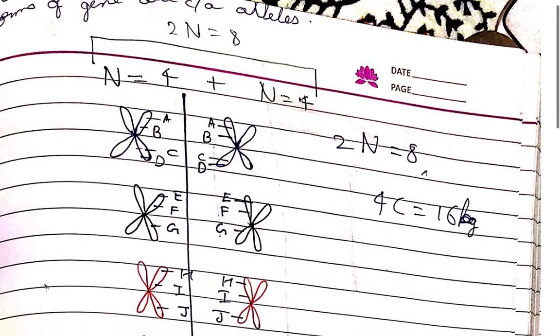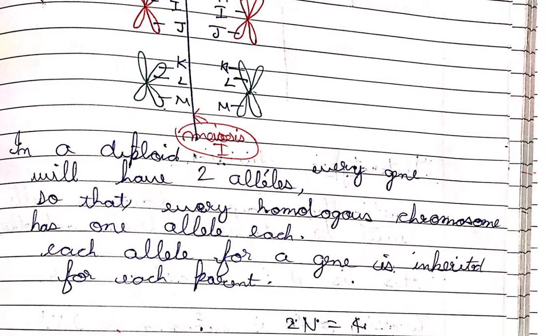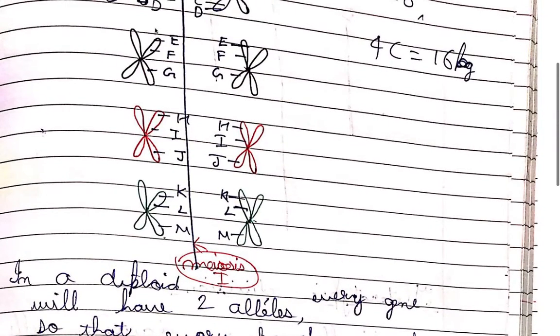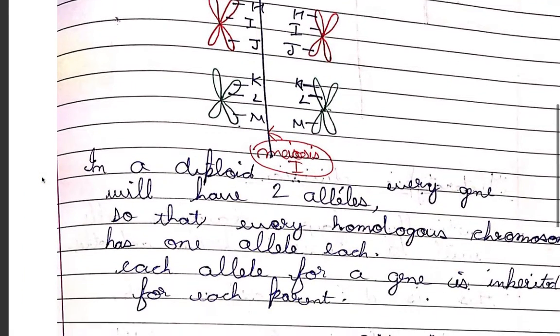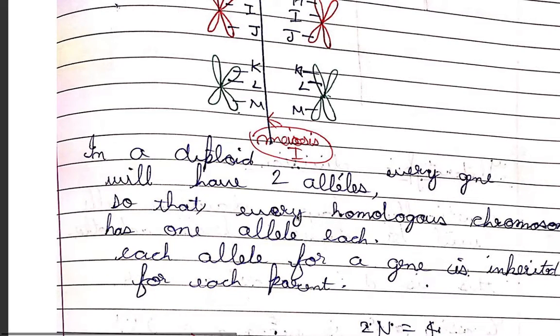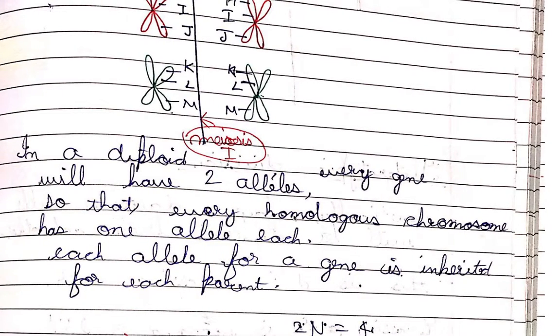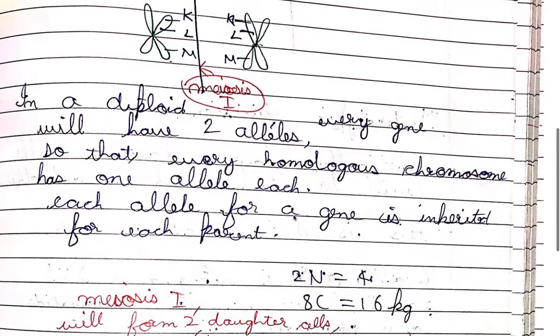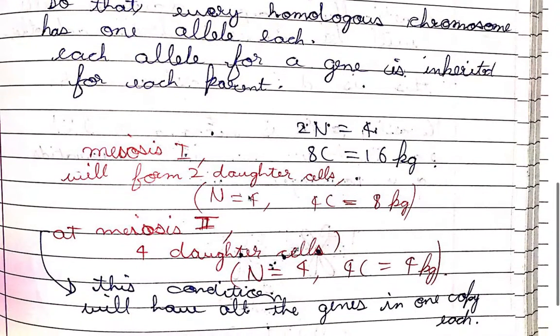This is meiosis 1, which is discussed later. In a diploid cell, every gene will have two alleles, so every homologous chromosome has one allele each. Each allele for a gene is inherited from each parent. When meiosis 1 occurs, it will form two daughter cells, n plus n equal to 4 and 4C equal to 8 pg.